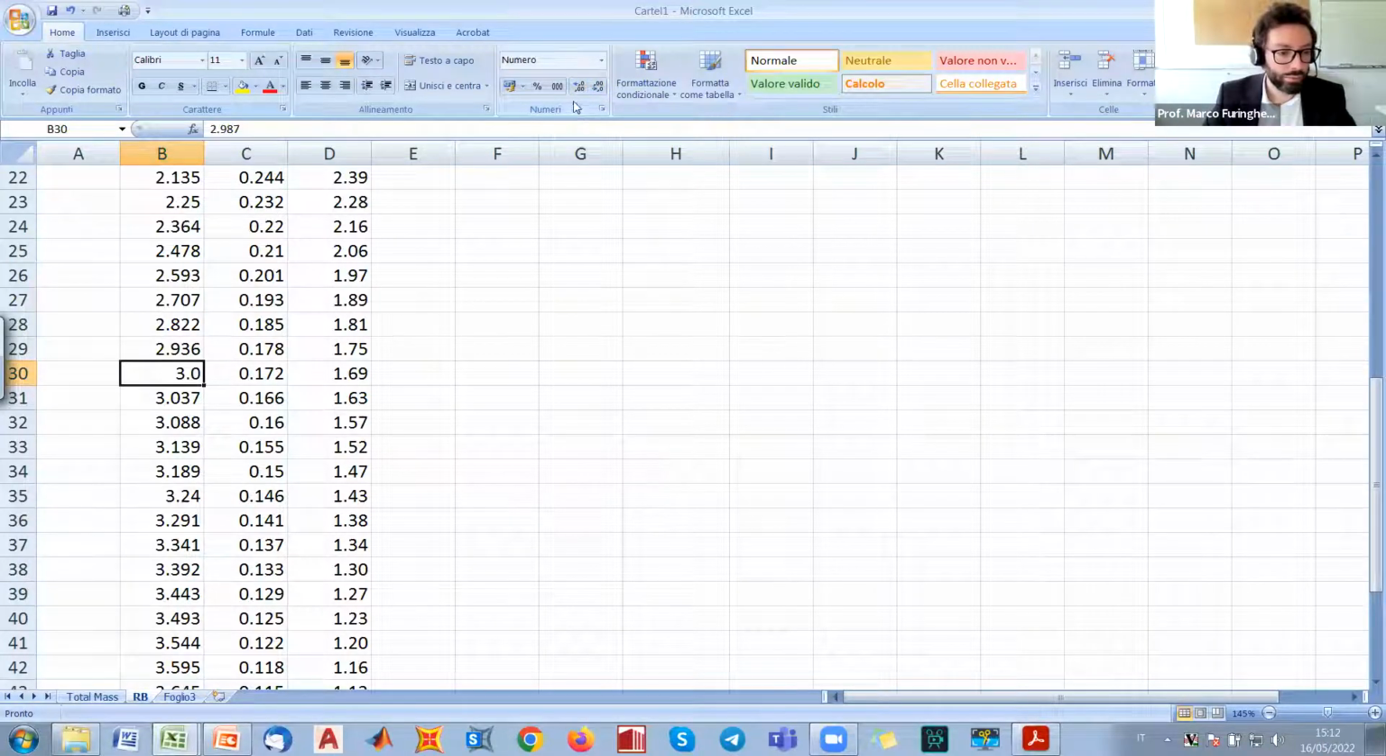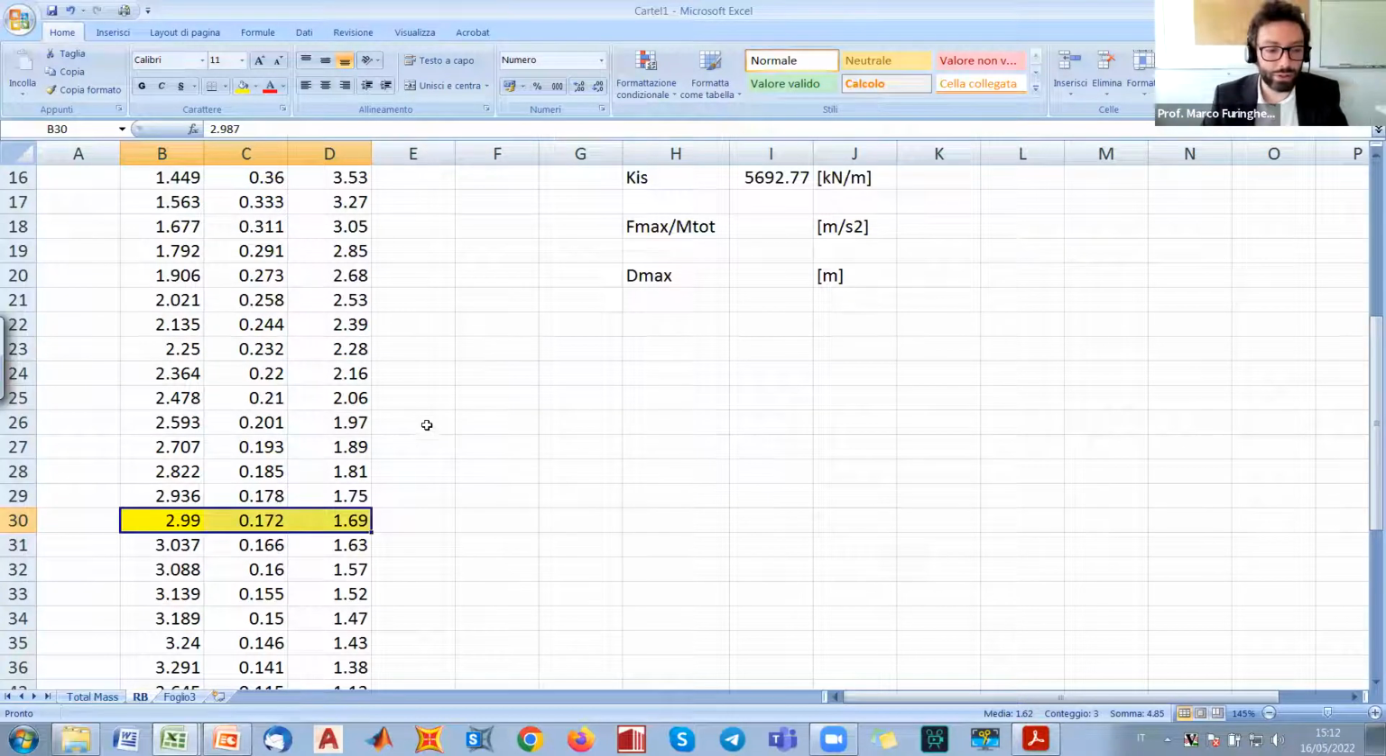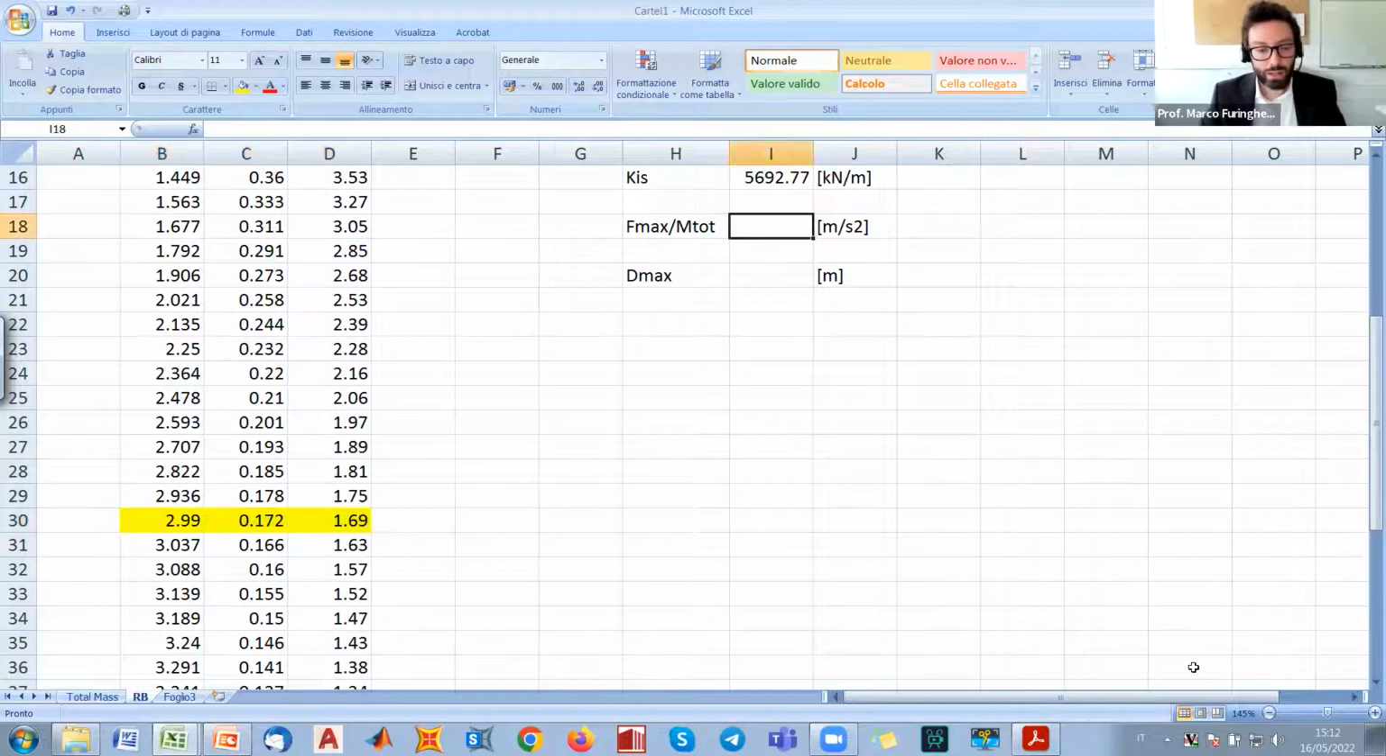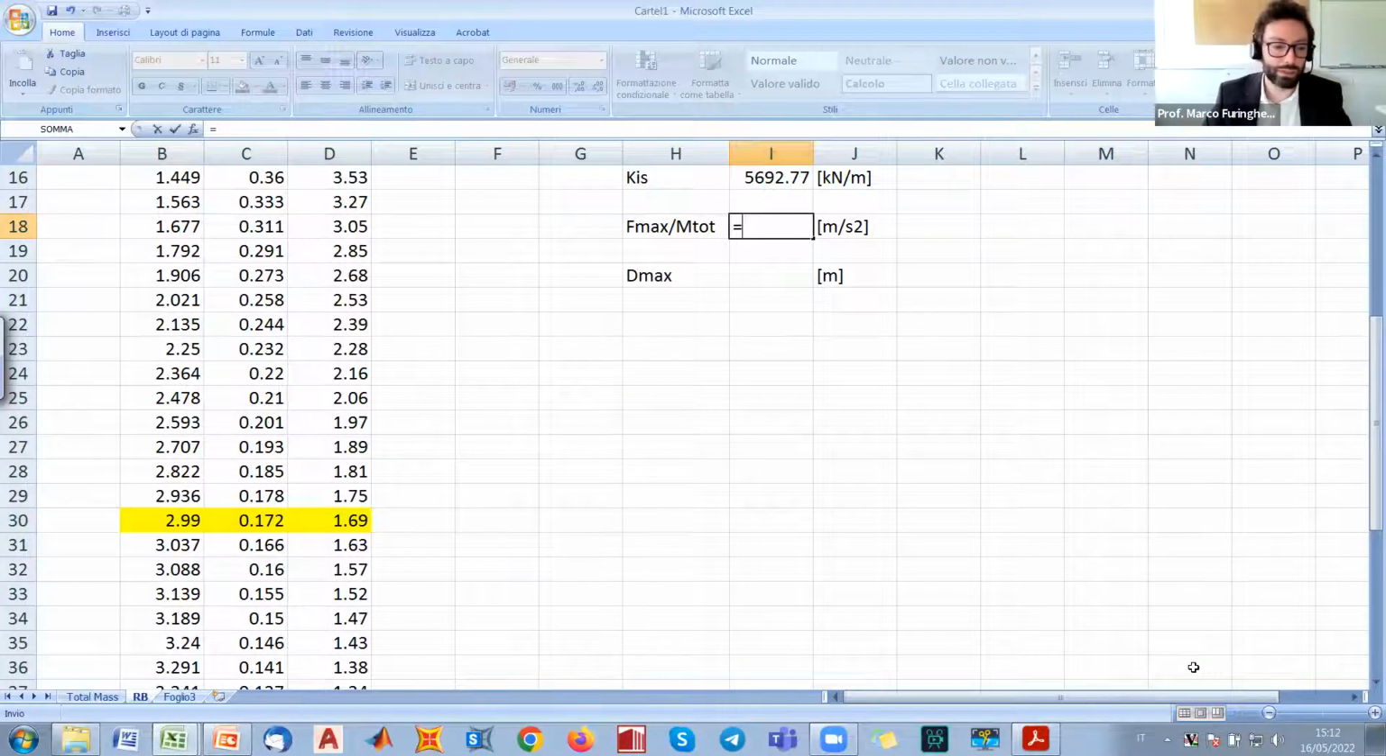Okay, so let's assume that this is actually our line for the listed values of spectral accelerations. And so for this value, which is the maximum force divided by the mass of the structural system, which is the spectral coordinate with respect to the acceleration spectrum, we can assume this value, which is related to 3 seconds.